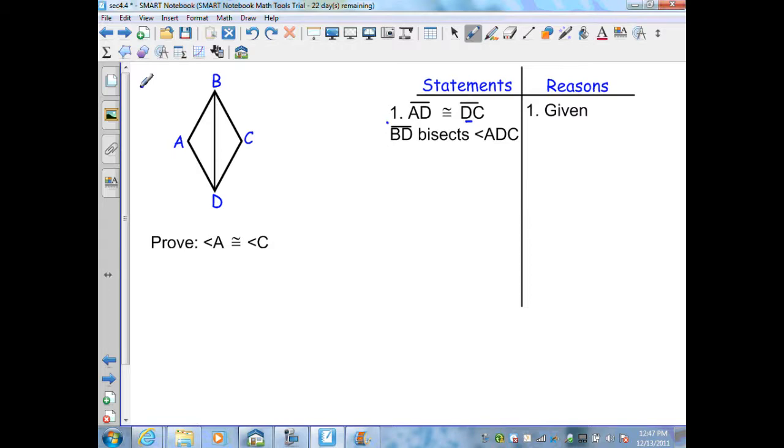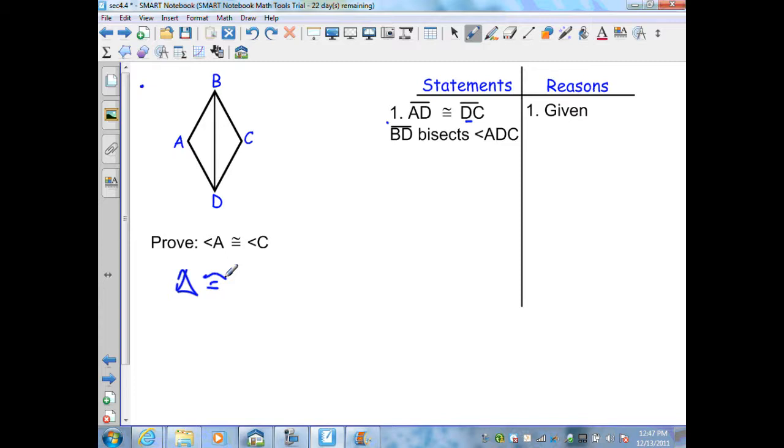My next example, we're given a proof. We're given that segment AD is congruent to segment DC. We're also given that segment BD bisects angle ADC. What we want to prove is that angle A is congruent to angle C. But from the previous definition, CPCTC, I must always have triangles congruent before I can get parts of triangles congruent. So my main goal is to work to congruent triangles, then use CPCTC to get parts of the triangles congruent and see if that solves my problem.